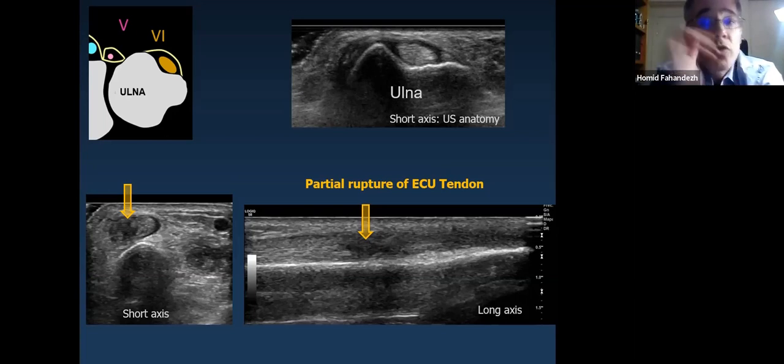And if you want to put a shot in a patient with pain and with a tenosynovitis, it's really important to be sure that your needle is inside of the compartment. For this, the ultrasound is really helpful. Another thing that you can look in the sixth compartment is the presence of partial ruptures of the extensor carpi ulnaris, and again, you must check this in both axes.